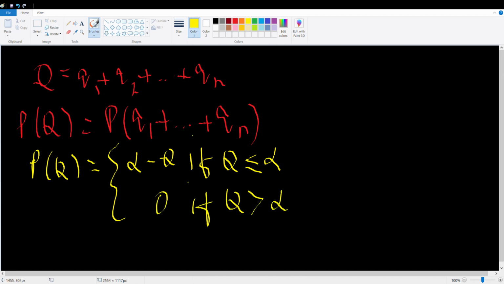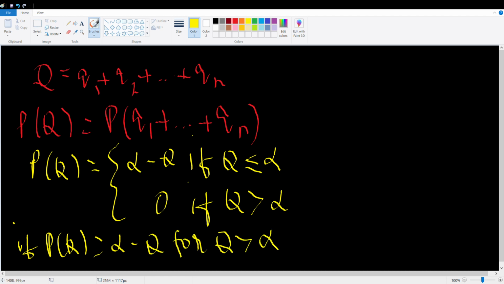Now, why have I written this inverse demand function as a piecewise function? The reason is simple. If P(Q) is equal to alpha minus Q for Q greater than alpha as well, then P(Q) would be negative. So for values of Q less than or equal to alpha, P(Q) is a linear function, alpha minus Q, and for values of Q greater than alpha, P(Q) will stay 0.